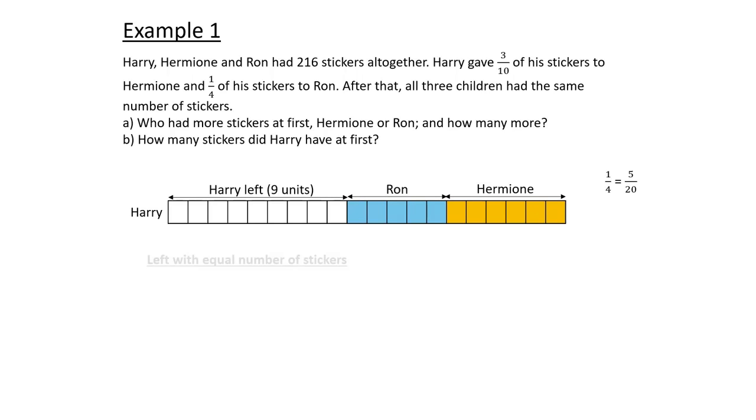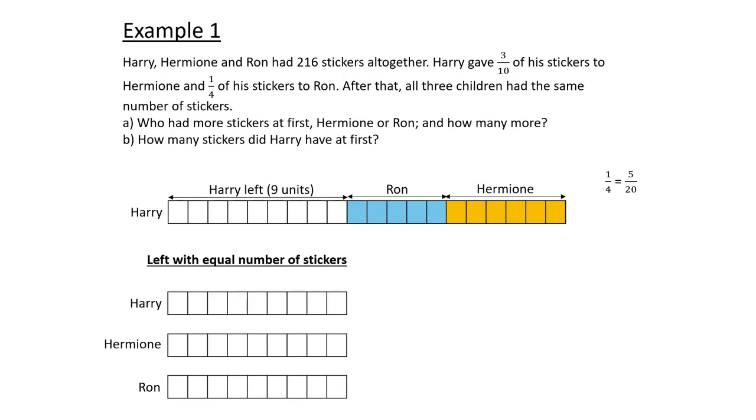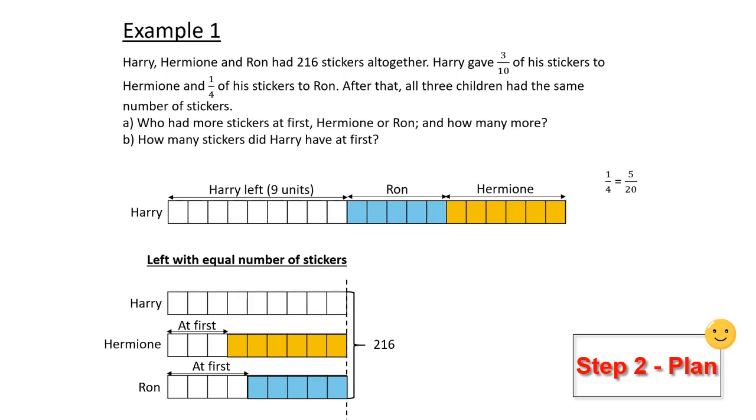We draw another bar model, a comparison bar model, to represent the different number of stickers each child has. We draw the bars representing the number of stickers all 3 children had after Harry gave some stickers to Ron and Hermione. All 3 children ended up with the same number of stickers. We have completed the second step. We have a plan for solving the problem.